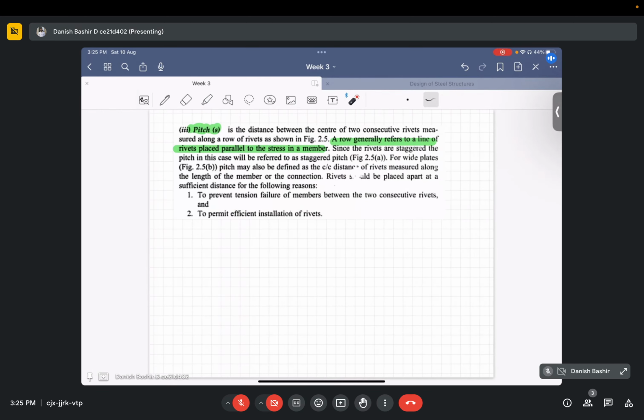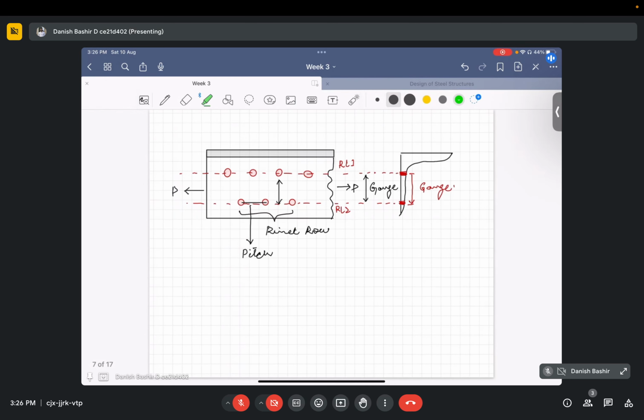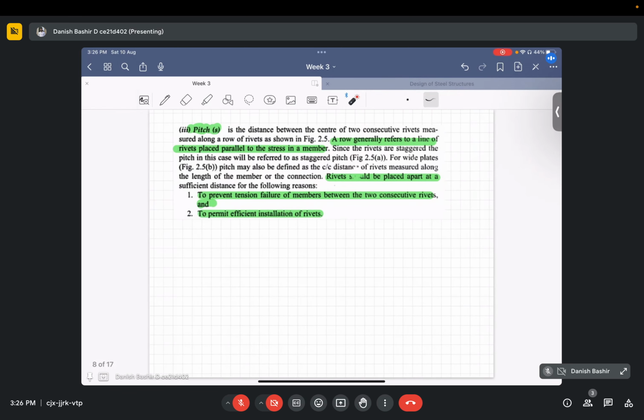There are reasons why we give this pitch: to prevent the tension failure of the members between two consecutive rivets, and to permit efficient installation of the rivets. So this pitch is given to have efficient installation of these rivets, and one more thing is to prevent tension failure of members between two consecutive rivets.